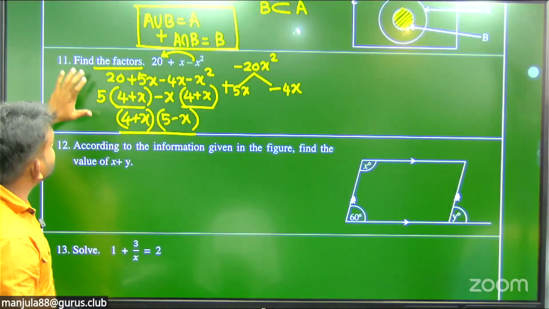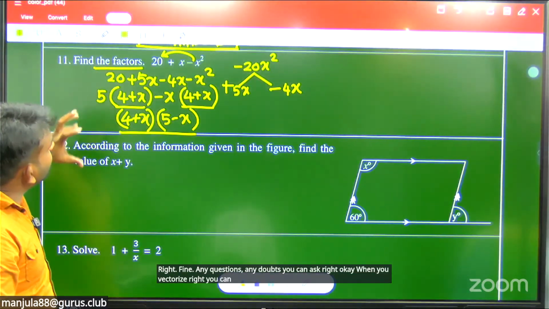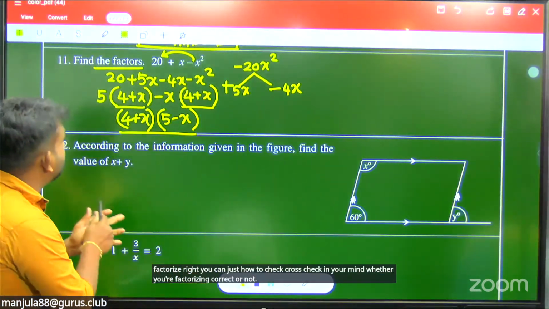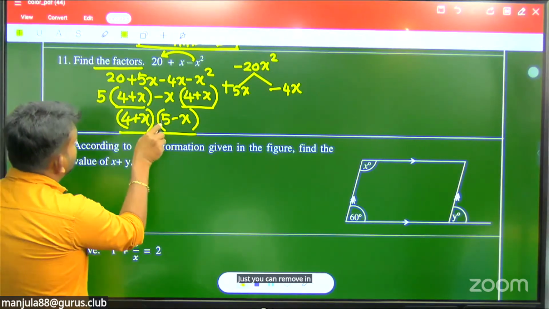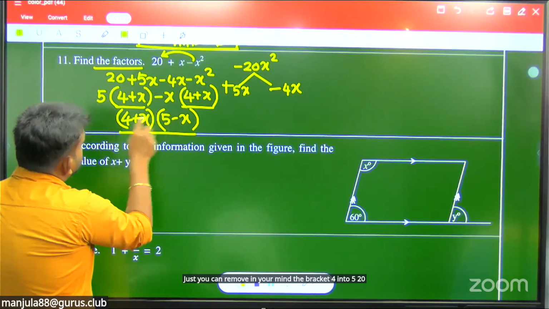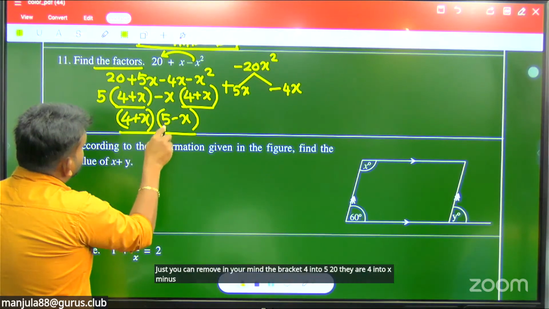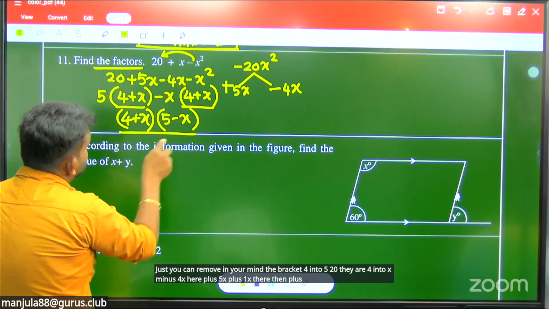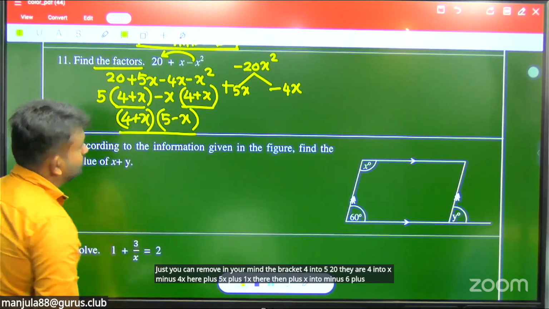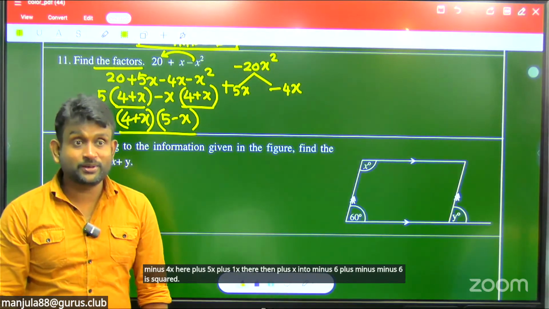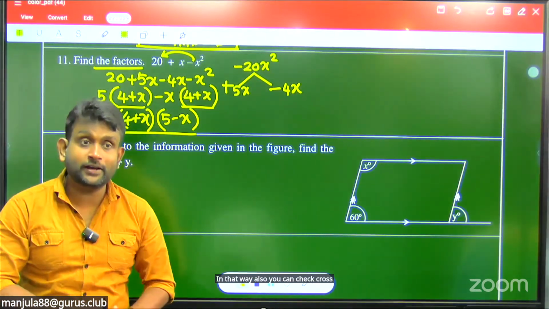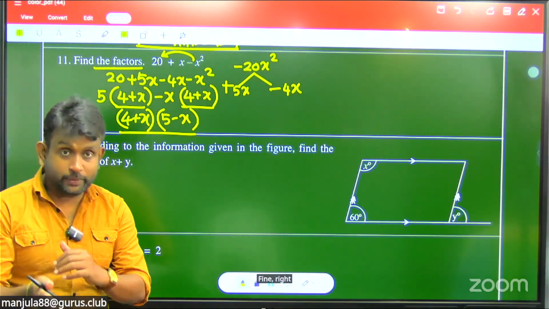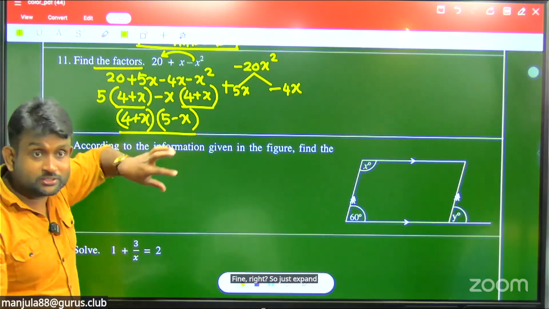When you factorize, you can cross check in your mind whether you are factorizing correctly or not. Just remove the bracket in your mind: 4 into 5, 20 there; 4 into minus x, minus 4x; here plus 5x, plus 1x there; then plus x into minus x, minus x squared. In that way also you can cross check whether your factorizing is correct or not. Fine, right? So just expand and check, but don't take much time to expand it.